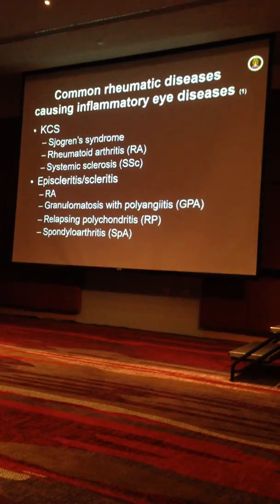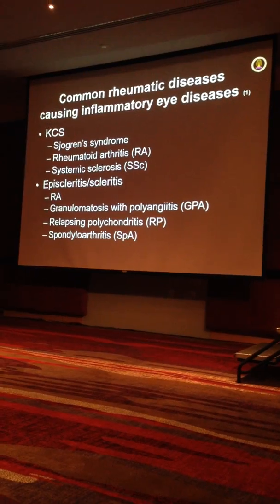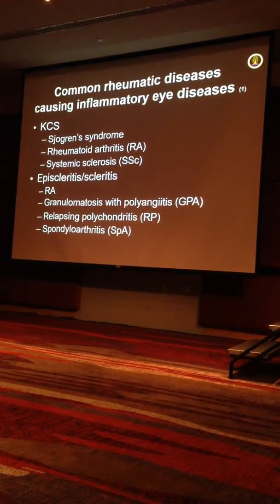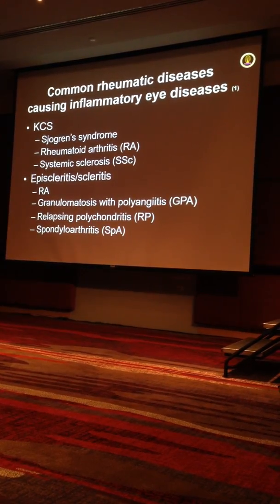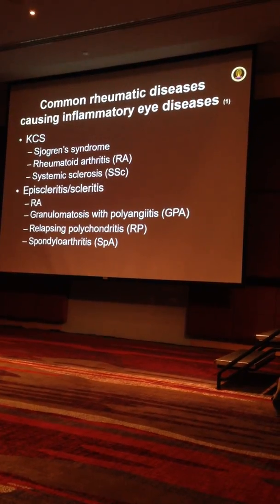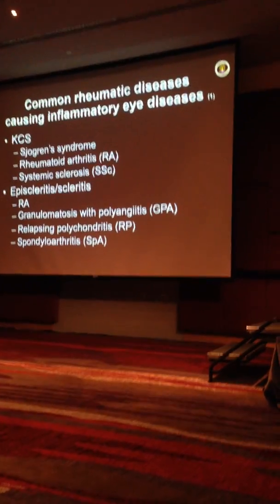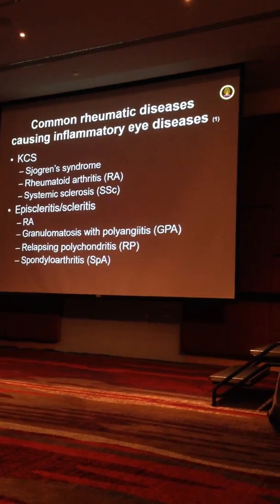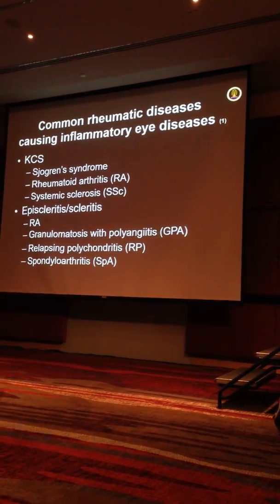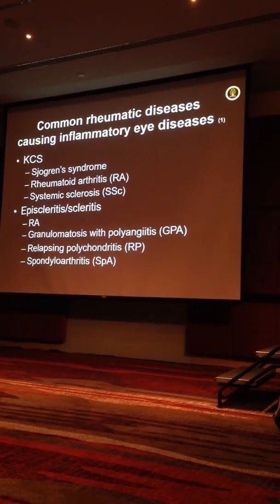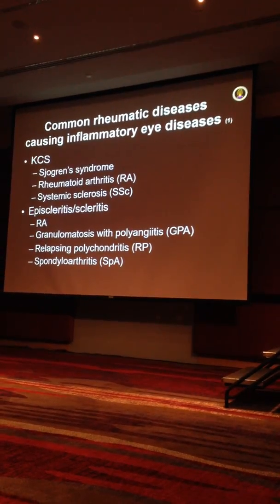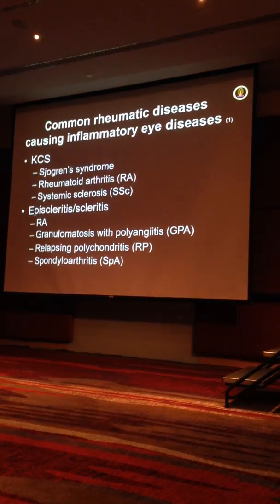For common rheumatic diseases that cause inflammatory eye diseases, from the outside, keratoconjunctivitis sicca, the commonest one is Sjogren disease, or Sjogren syndrome, and rheumatoid arthritis and systemic sclerosis. And the next is episcleritis or scleritis. There are a lot of causes of this manifestation, from the systemic rheumatic disease to the vasculitis syndrome.